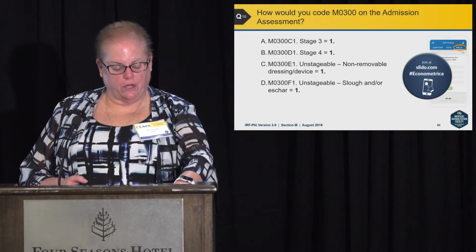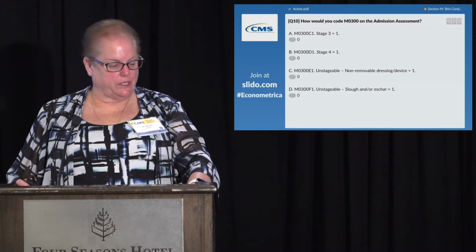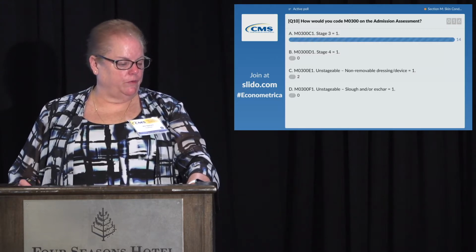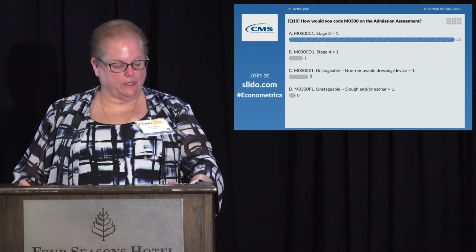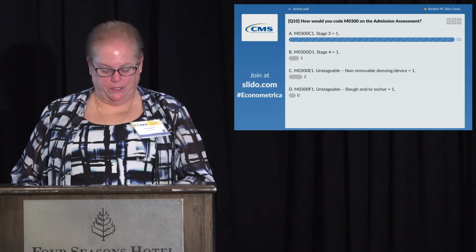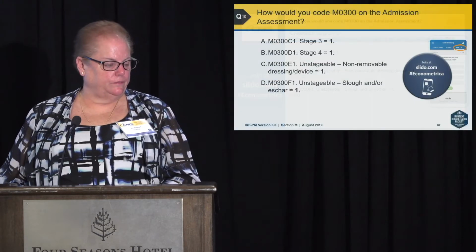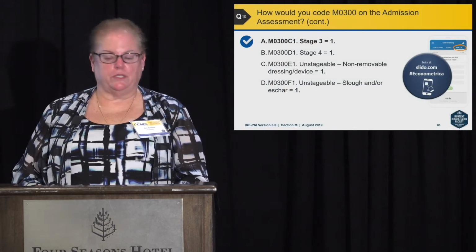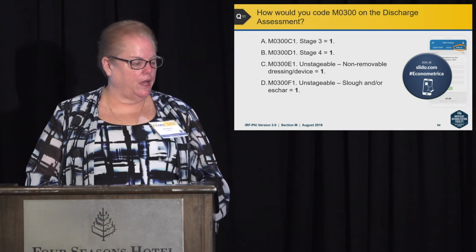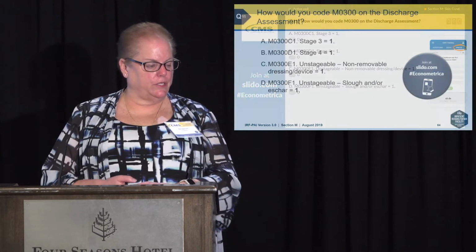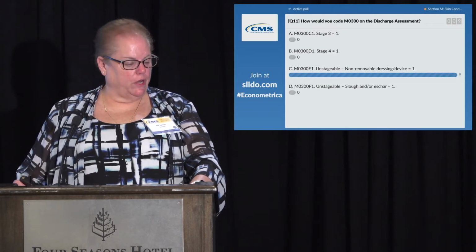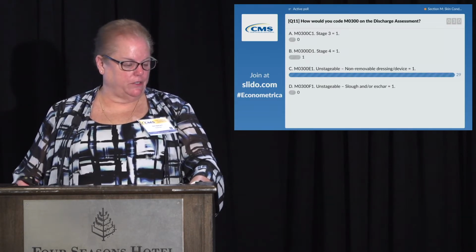How would you code M0300 on admission assessment? Would you code a stage 3, a stage 4, unstageable non-removable dressing, or slough or eschar? Again, this is an admission. Okay, we have most people answering in, so let's look at the answer. And here we would code a stage 3, right? They came in with a stage 3 pressure ulcer or injury. So how would you code M0300 on discharge assessment? Would it be a stage 3, a stage 4, or unstageable non-removable dressing, or unstageable slough or eschar?